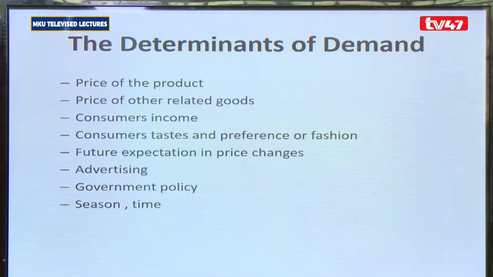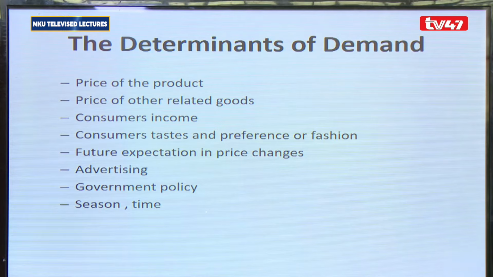Price is the key item because it is where even the law of demand is based on, that when the price goes up, demand goes down. The price of that particular product. The second one is the price of related goods.